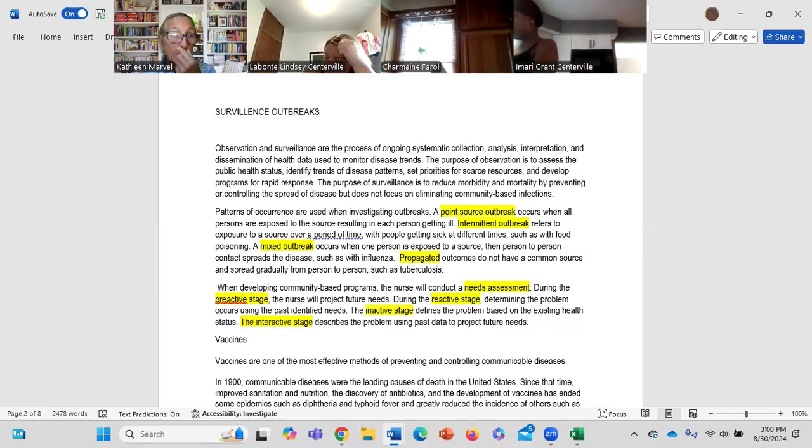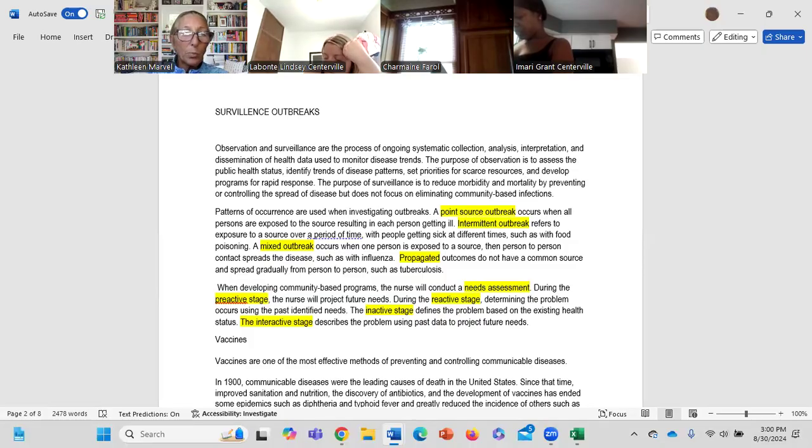Intermittent is exactly what it says. In an intermittent outbreak, people get exposed over a period of time and they may get sick at different times. An example of intermittent would be food poisoning. Let's say there's a bad batch of lettuce at a restaurant, and this batch is served over 4 days. Well, people will get sick at different times. Intermittent.